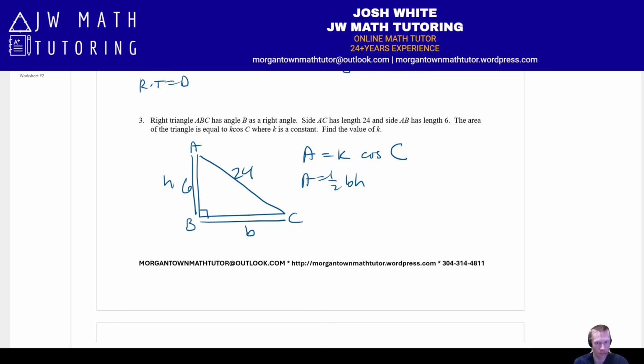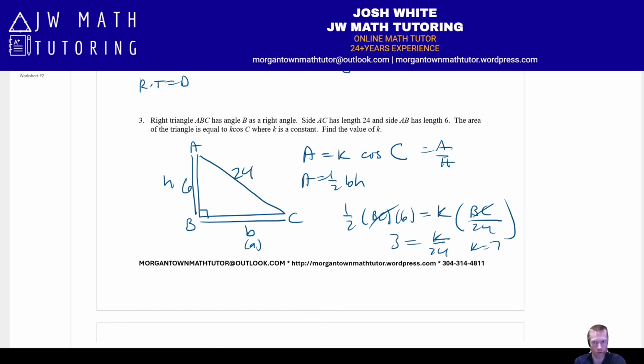and we have AB as our height. So 1/2 times BC times 6 is equal to K, and then the cosine of C is equal to the adjacent over hypotenuse. So the adjacent is also BC, and the hypotenuse is 24. So notice you don't even need to know what BC is because it's going to cancel out on both sides. And 1/2 of 6 is 3, and you get K over 24 equals 3, K equals 72. Okay, so that's the correct answer. That's what you would type in.